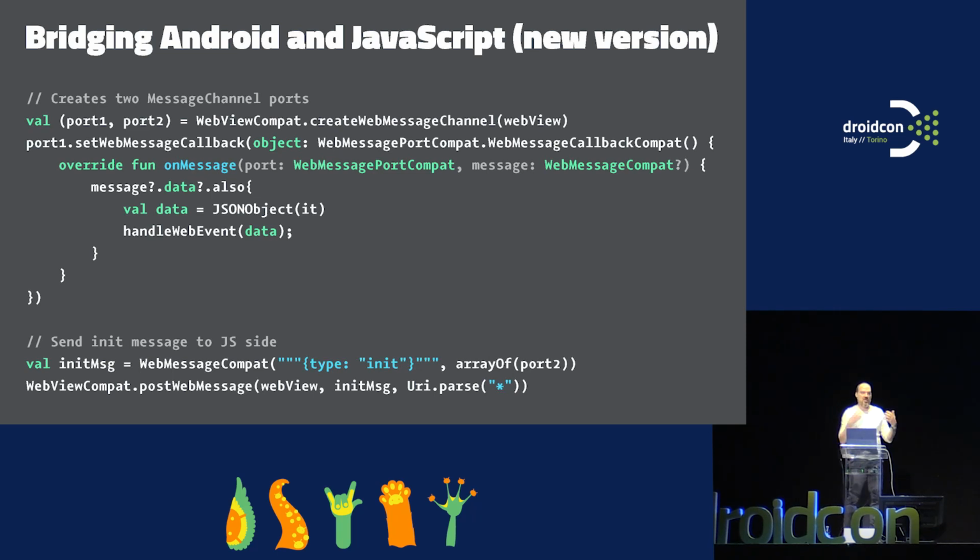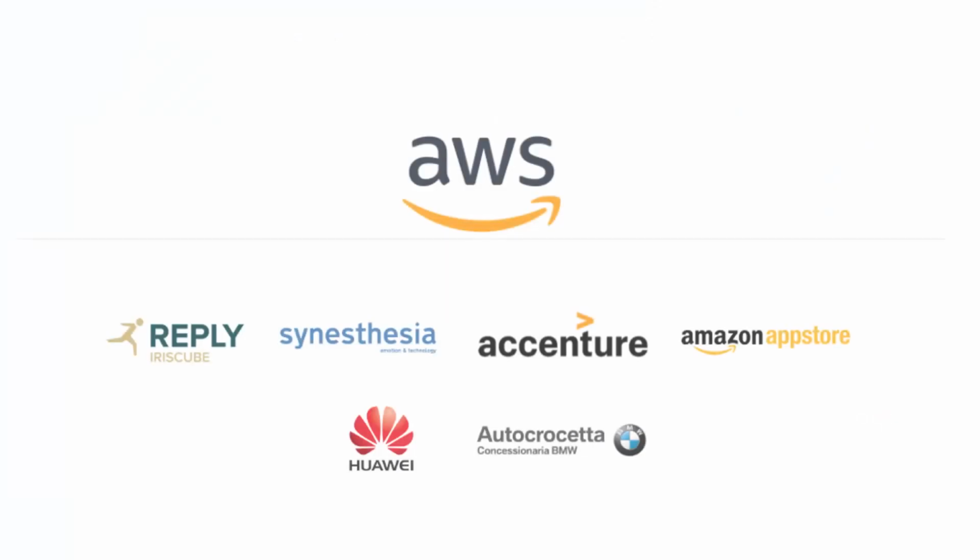And the way to do that, we create just a message. JSON will say type in it. So this is our first message. And the second parameter to the web message compat object here is an array with a single element consisting of the second port. And then you call post message to the web view. You send the message that we just created.